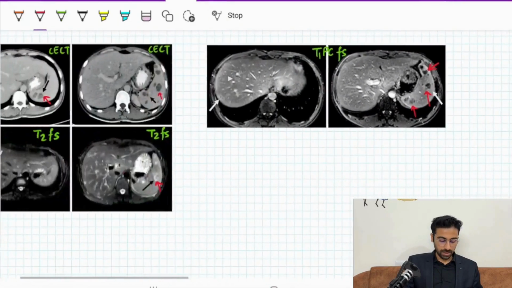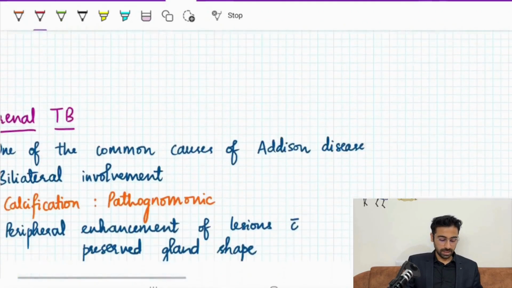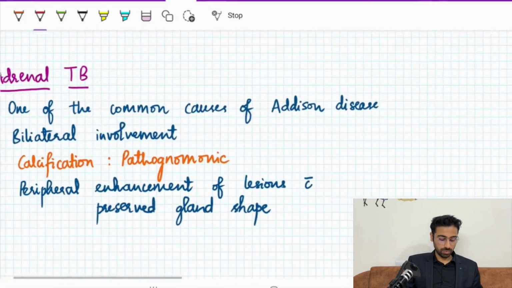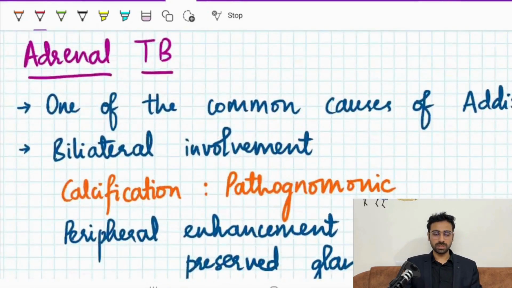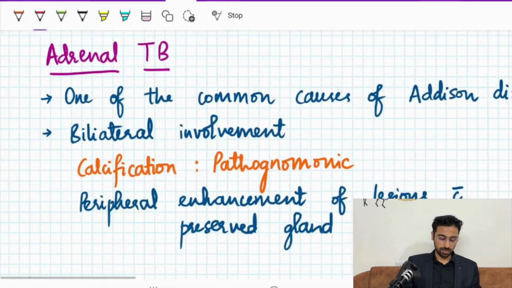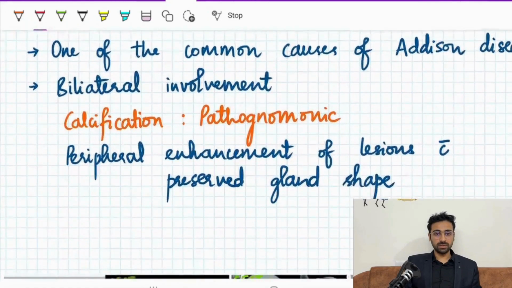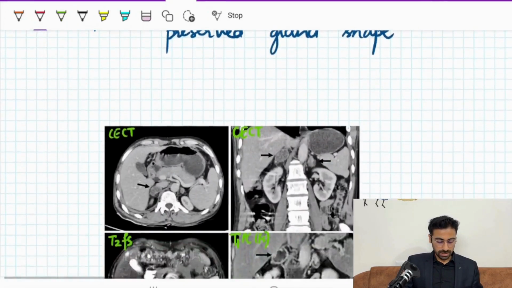Alright, having done hepatic and splenic TB, let's go to adrenal TB. Adrenal TB, one of the most common causes of Addison's disease in India is adrenal TB. Now, TB involves the adrenal glands bilaterally and calcification is almost pathognomonic. Peripheral enhancement of lesion with preserved adrenal architecture is the classic description that we say for adrenal tuberculosis. Let us see an example here.